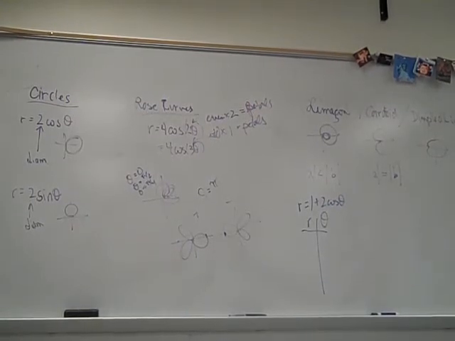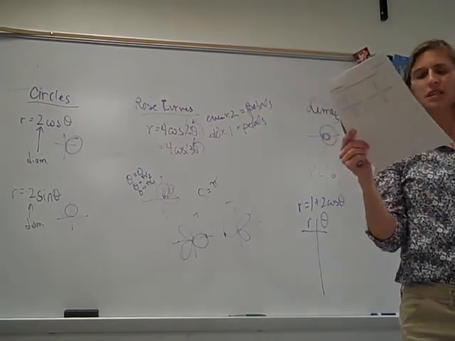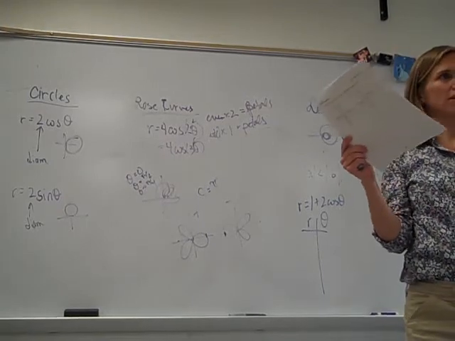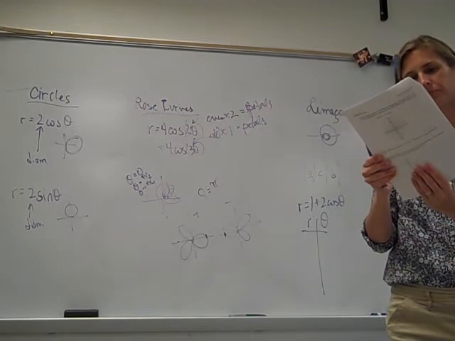Oh, before we do that, the lemniscate or whatever, you're never going to actually have to know that. You'll never be asked on AP, and I'm not going to care either. They're kind of like an infinity sign. The cosine one goes around the x-axis, and the sine one goes around the y-axis. Don't really worry about that.